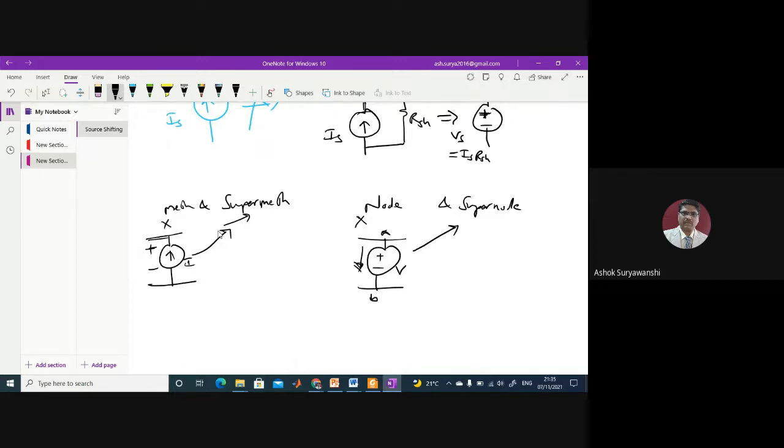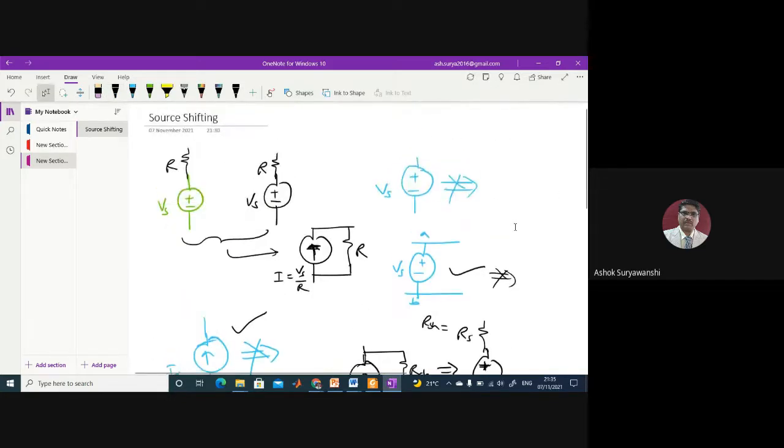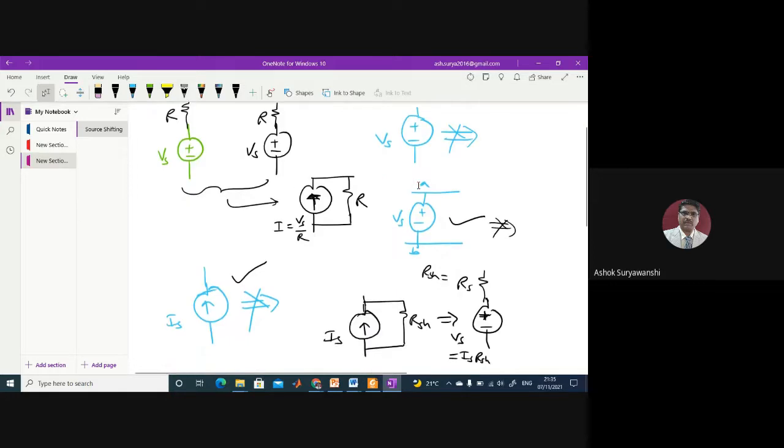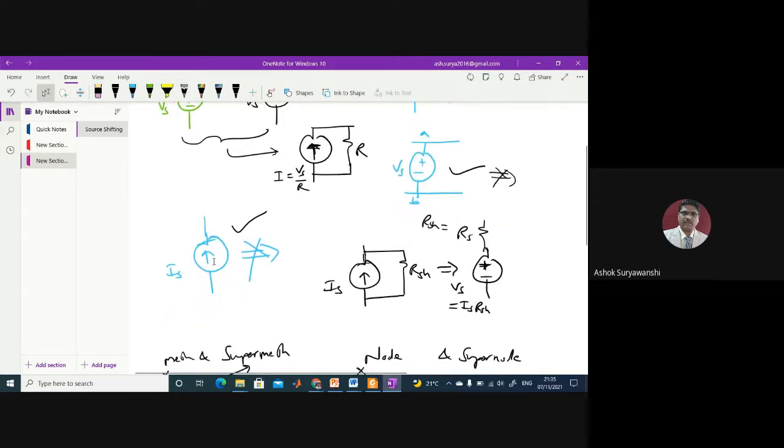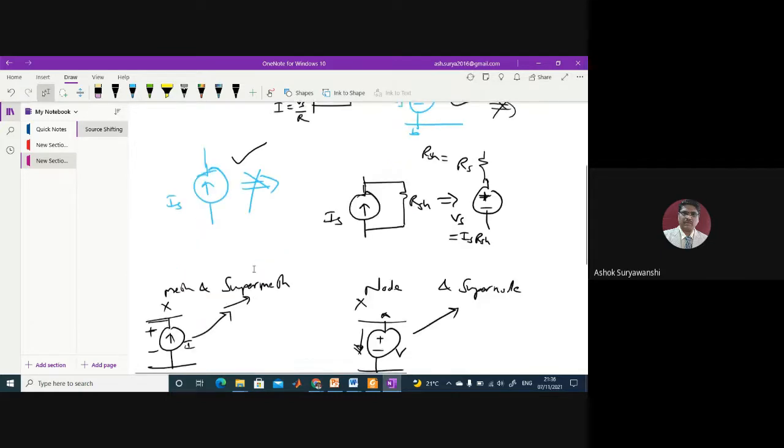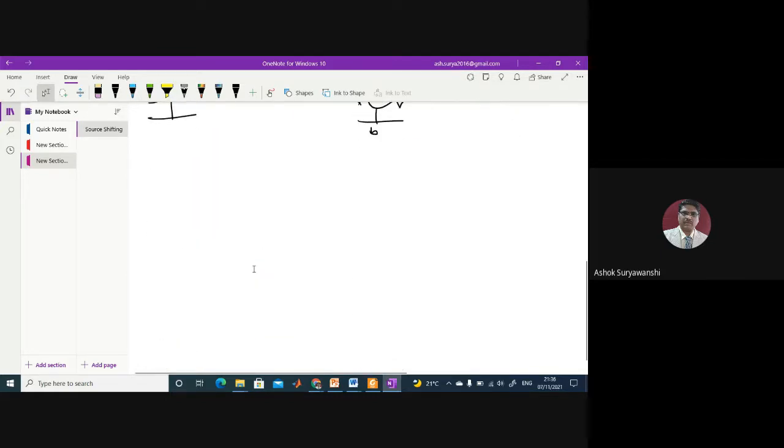So same case here, if there is an ideal voltage source like this, then we cannot transform this voltage source into an equivalent current source. Vice versa, if there is an ideal current source that does not have a resistance across it, either internal or external, then you cannot transform that current source into an equivalent voltage source. So this is very important, which students should understand.